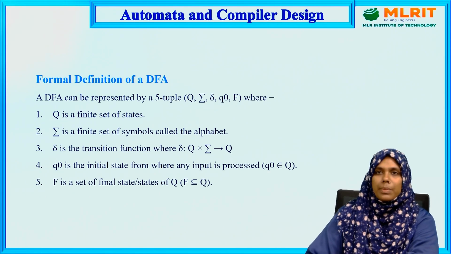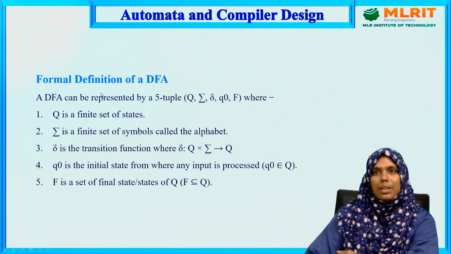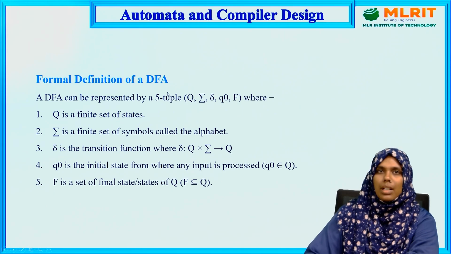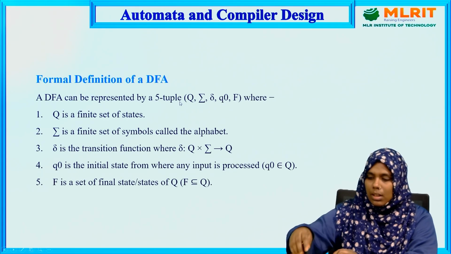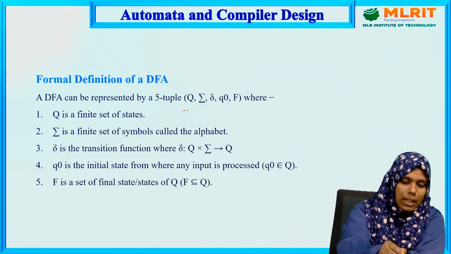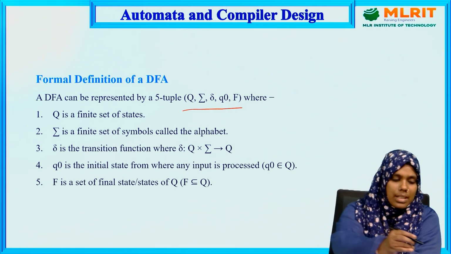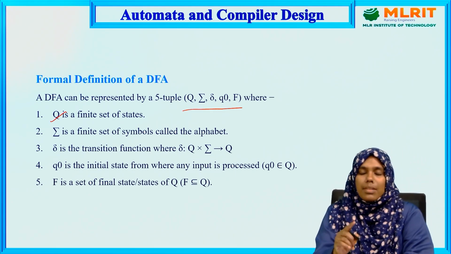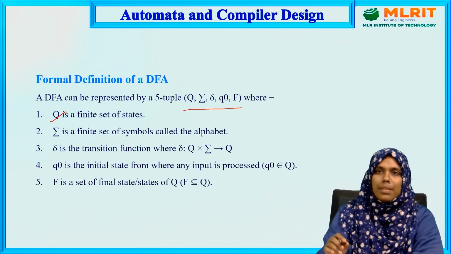Now coming to the formal definition of deterministic finite automata. Here, for a deterministic finite automata or a non-deterministic finite automata, we have 5 tuples. The 5 tuples are Q, sigma, the transition function, Q0 and capital F. We are discussing each and every one of these 5 tuples which are going to be used in the deterministic finite automata.